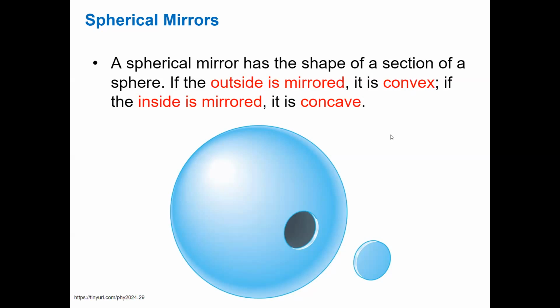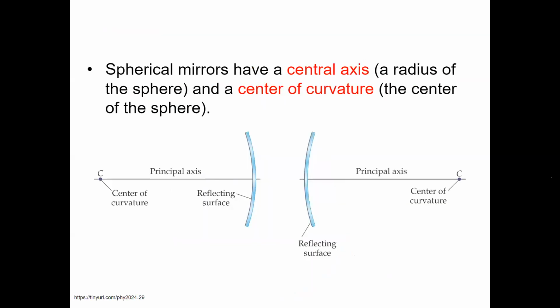So we'll take a look at the two spherical mirrors in this section. For both cases, a convex mirror or a concave mirror, they both have a principal axis. That is the line that goes through the center of curvature to the middle of the mirror. That's called the principal axis. And they both have a center of curvature because they are both curved mirrors. Those are two terminologies we want to introduce first. All right.